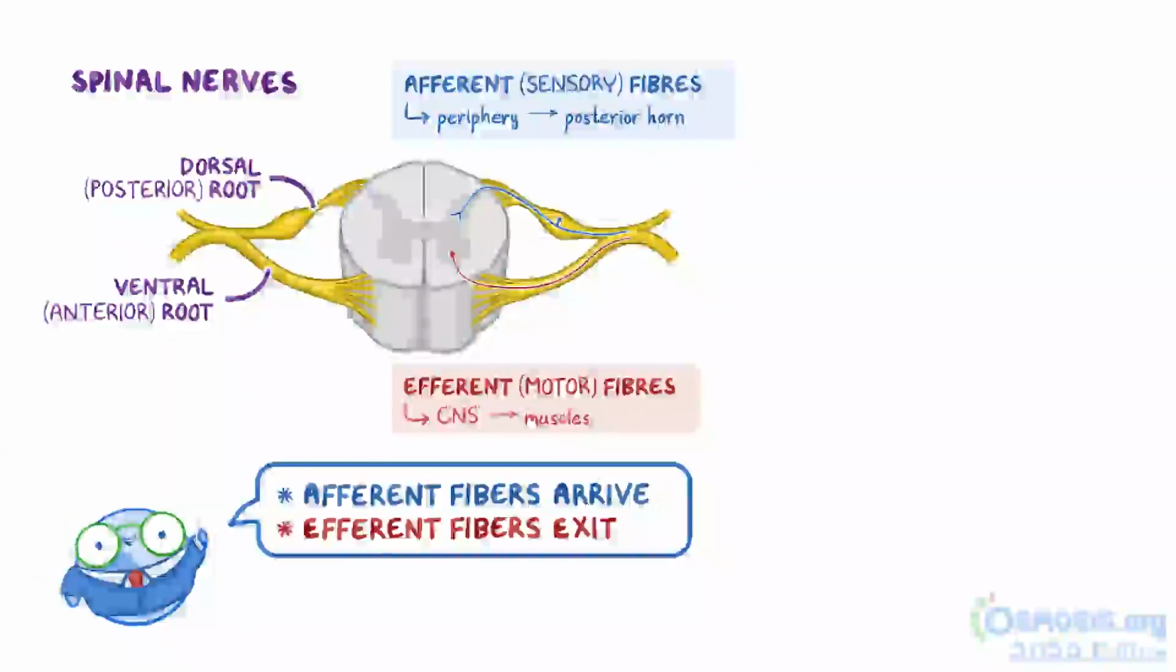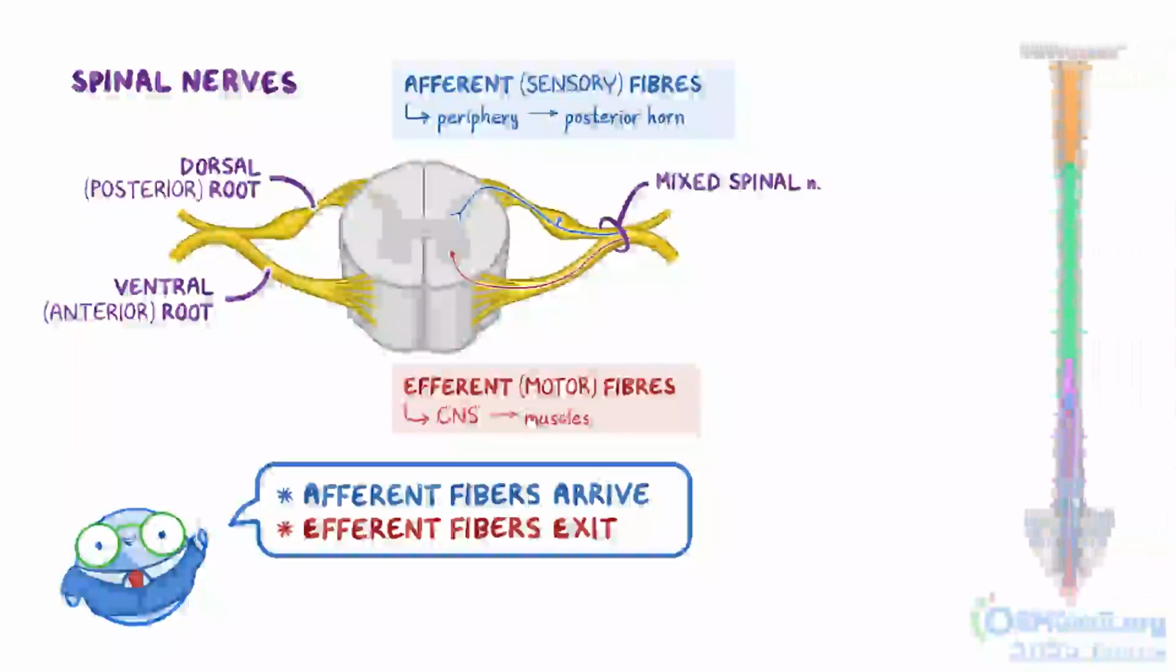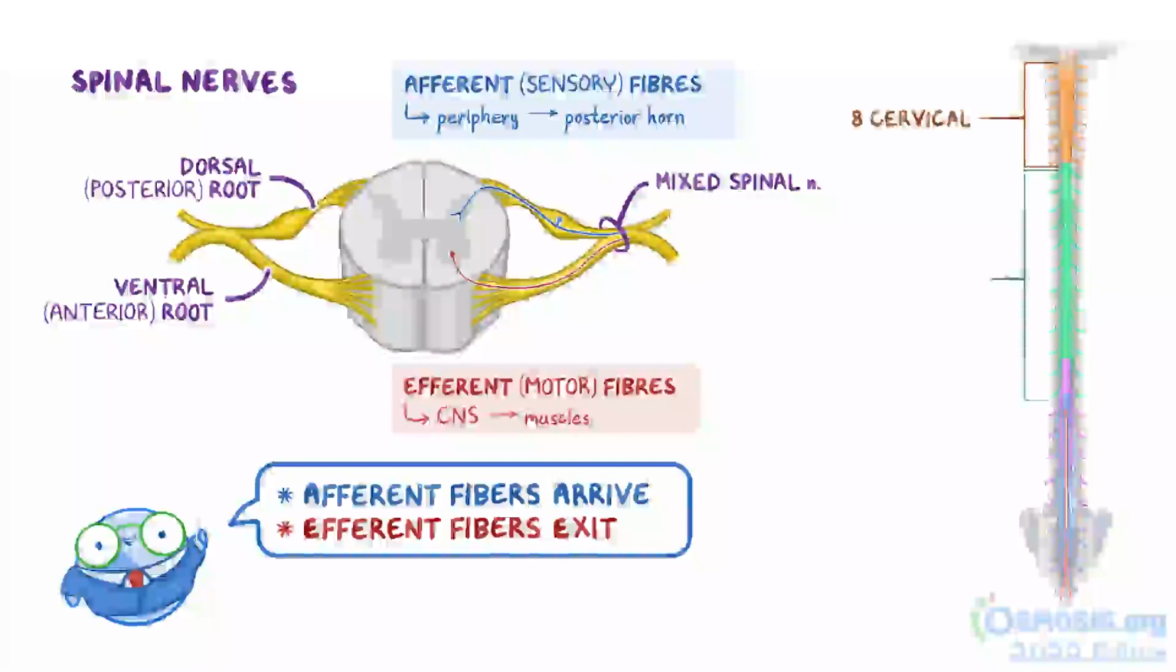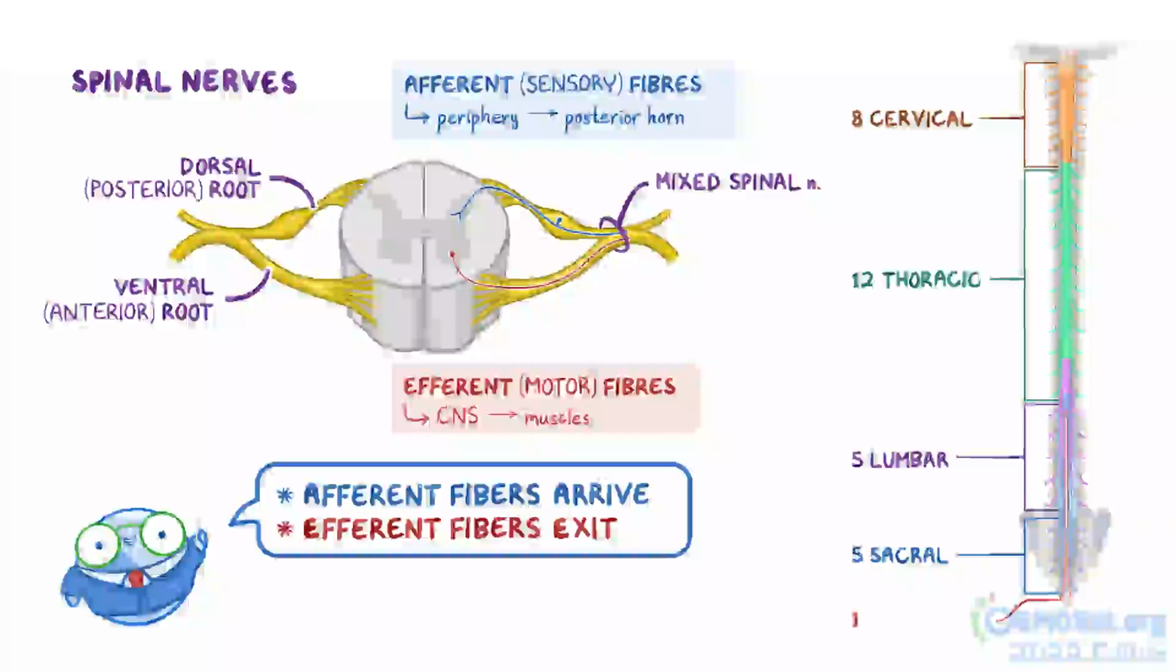Now, the ventral and dorsal nerve roots combine to form a mixed spinal nerve, which has both motor and sensory fibers. There are 31 spinal cord segments, with 31 pairs of spinal nerves arising from them. Starting superiorly, there are 8 pairs of cervical spinal nerves, 12 pairs of thoracic, 5 pairs in the lumbar region, another 5 pairs in the sacral region, and a single pair of coccygeal spinal nerves.